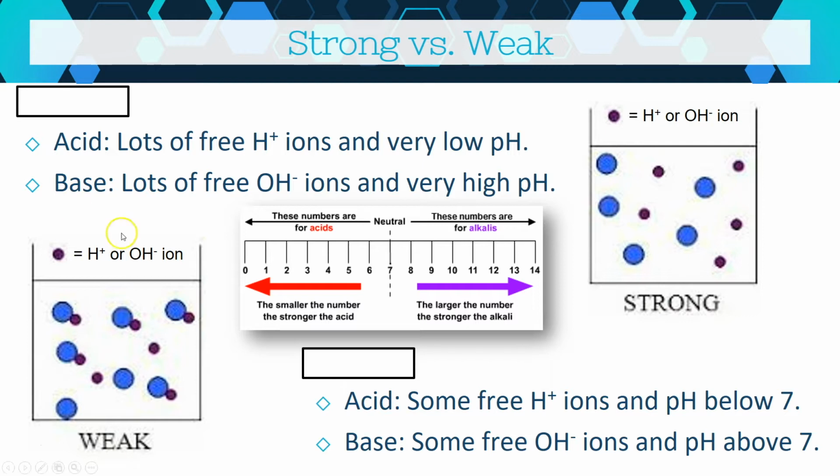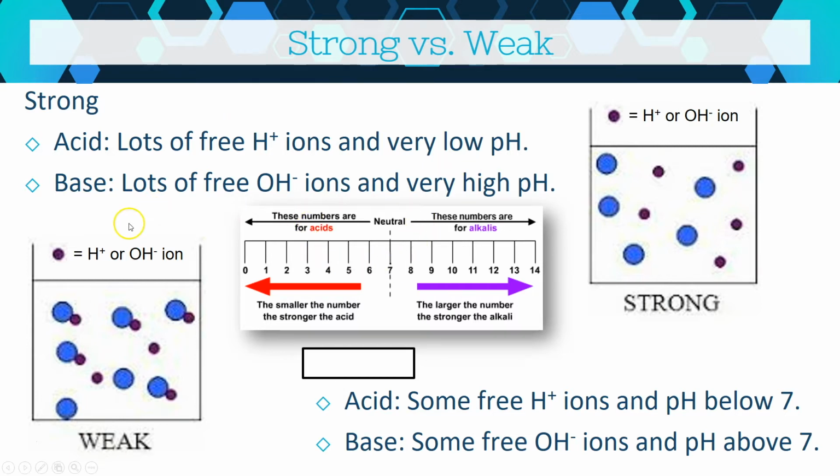If something is strong, if it's an acid or a base, then that means it's really good at getting rid of, for acids, the H plus ions, or for bases, the OH minus ions. So they'll have very low pHs for acids or very high pHs for bases. These are things that are very, very good at putting those ions out there and creating them, and they have pHs at the extremes of the scale.